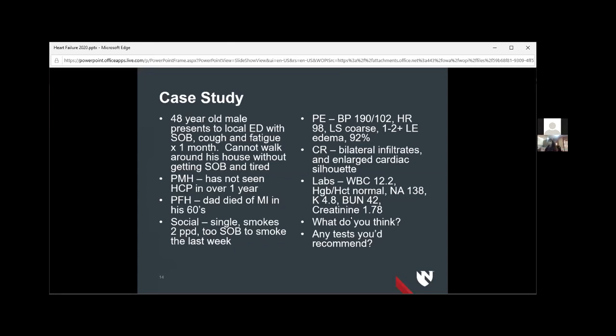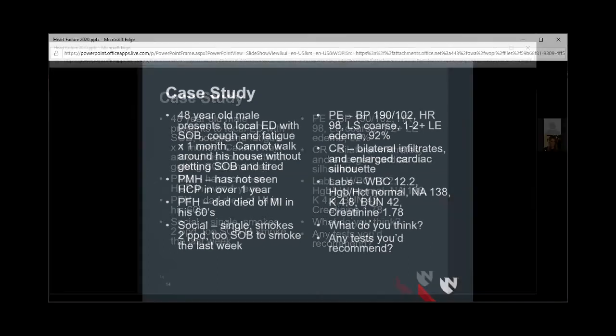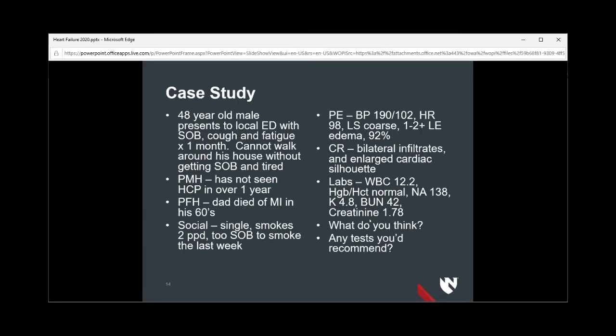On admission, his physical exam, he's hypertensive. He has coarse lung sounds. He has 1 to 2 plus lower edema, and he's not hypoxic, but not statting normally. His chest x-ray shows bilateral infiltrates and an enlarged cardiac silhouette. His labs show a normal to slightly elevated white blood cell count, hemoglobin and hematocrit normal, potassium normal, and his BUN and creatinine are elevated.